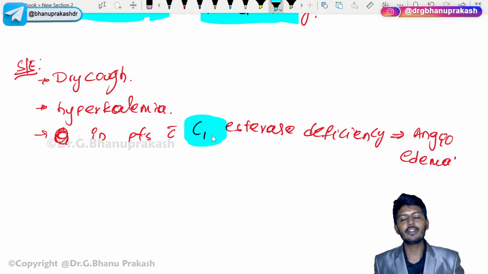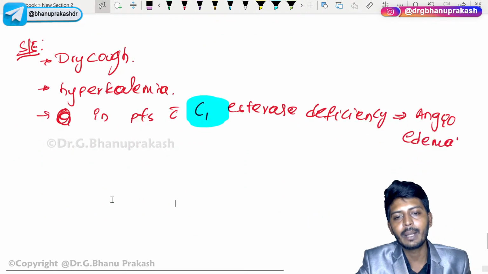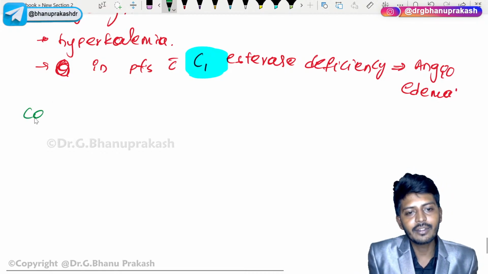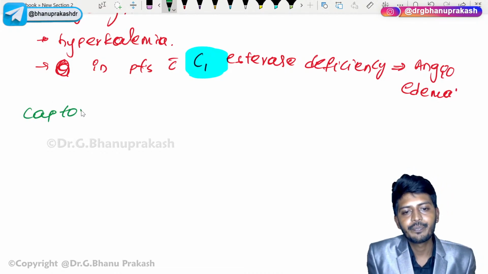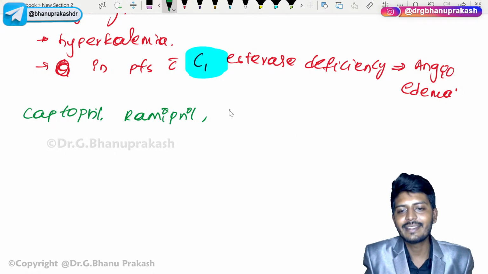Hope everything is clear so far. I am going to continue further. What is the next important point? What are the drugs we have? The important drugs are captopril. We have a drug called ramipril. We have one more drug called enalapril.